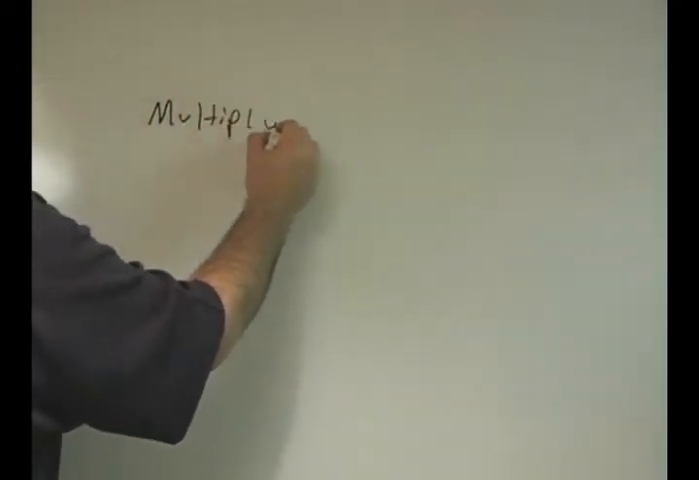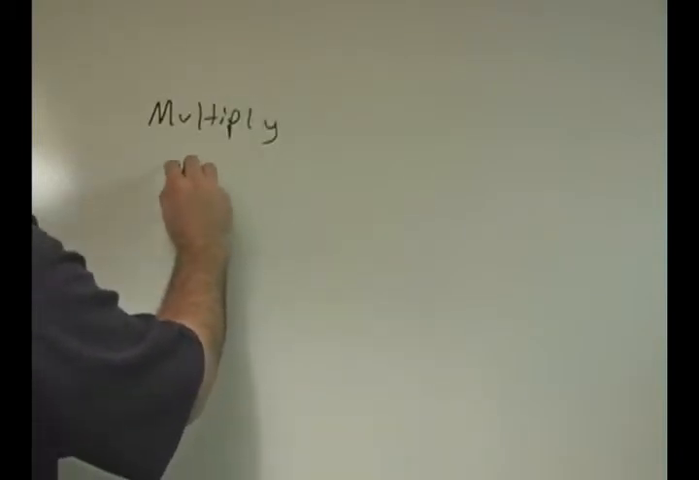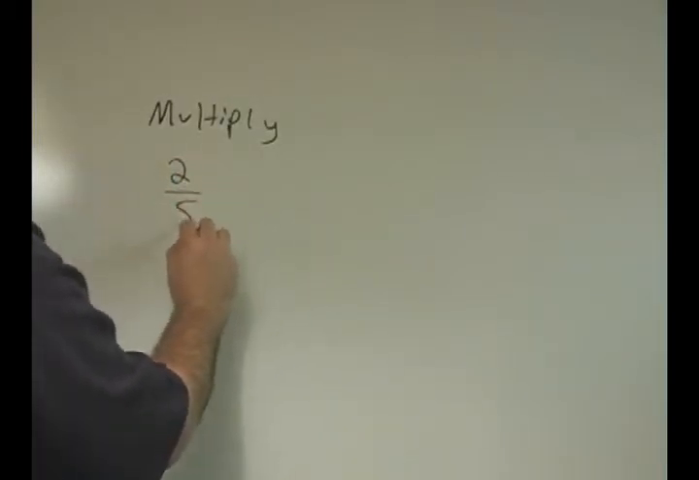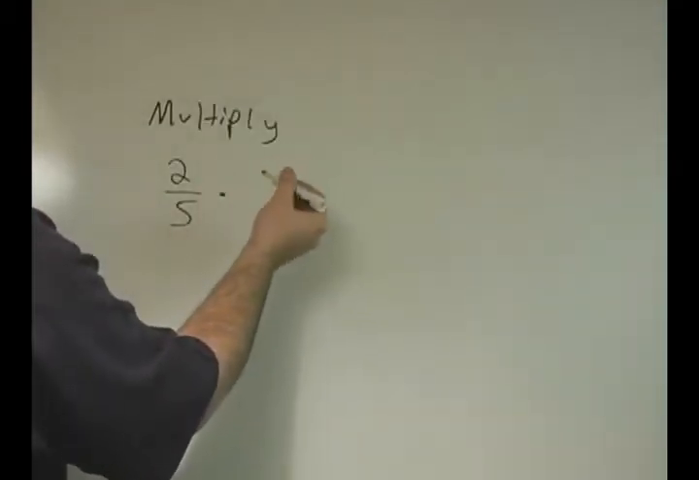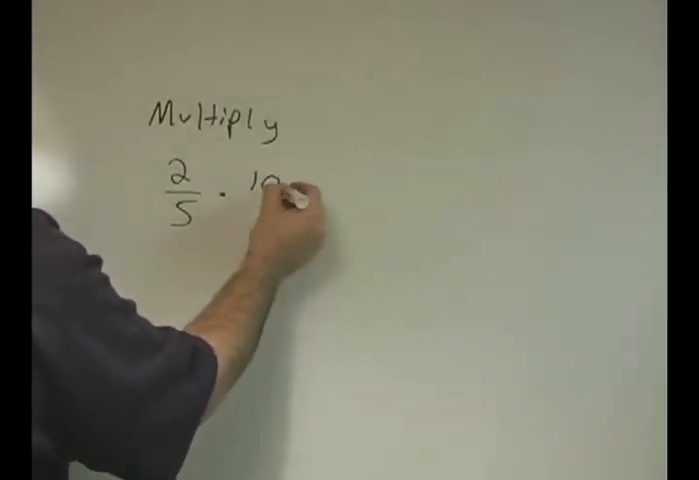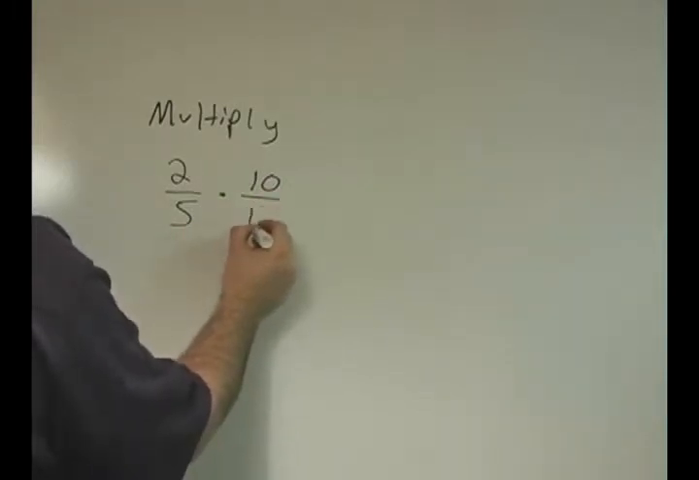So let's try this problem. Let's try to multiply these two fractions. 2 over 5, I want to multiply that with the fraction, let's say 10 over 11.